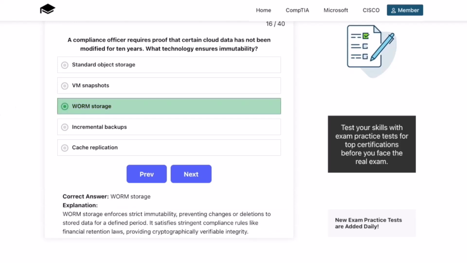WORM storage enforces strict immutability, preventing changes or deletions to stored data for a defined period. It satisfies stringent compliance rules like financial retention laws, providing cryptographically verifiable integrity.